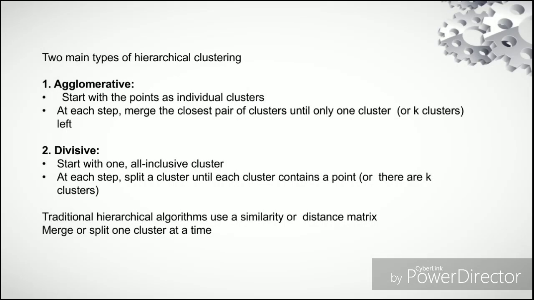Two main types of hierarchical clustering are agglomerative and divisive. Agglomerative is a bottom-up approach where we combine clusters repeatedly until a single cluster is left. On the other hand, divisive clustering is a top-down approach where we start with one cluster and at each step split a cluster until each cluster contains a single point. We are going to learn about them in detail.